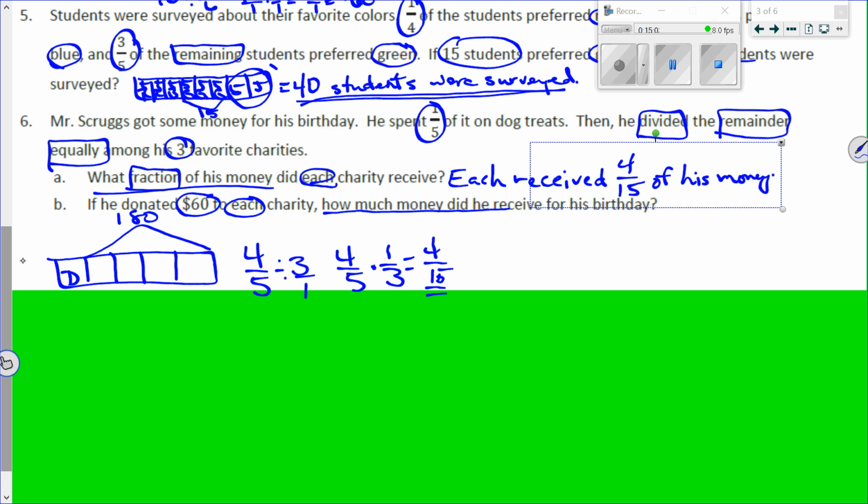180 times 4? No. 180 divided by 4 will tell me what each box received. So 180 divided by the 4 boxes means it's going to go 4, 5, and I change to 0. So each box gets a 45. What about the dog treat? The ratio constant. It also gets a 45. So now, how much did he spend in total? 45 plus 180 is 225. So he got $225 for his birthday. Oh, so close.